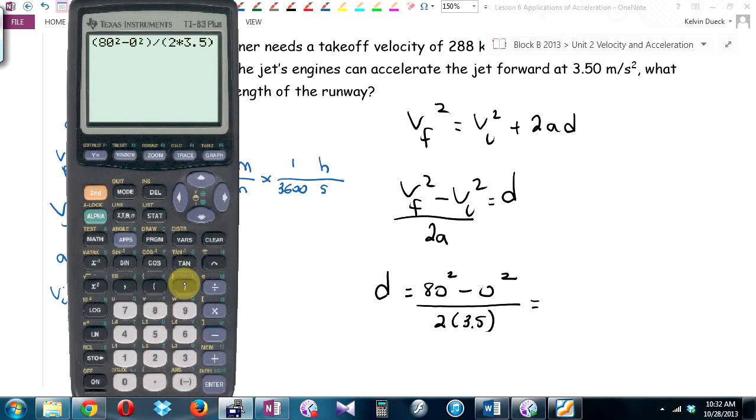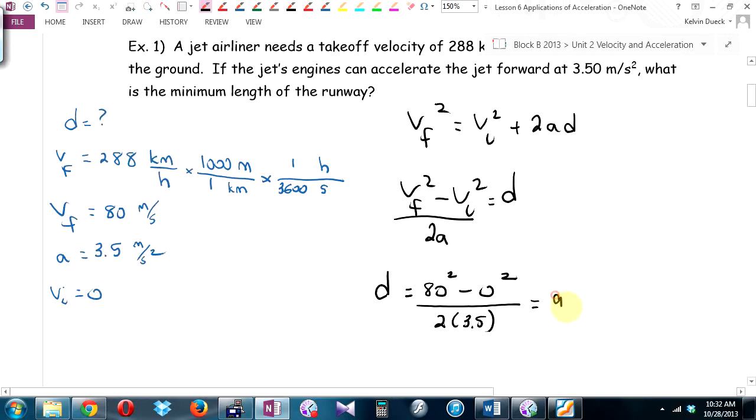Hey, Jake, that's a nice calculator. I'm getting, you get 914.2, blah, blah. I guess 3 sig figs. 914? Just about a kilometer long, okay? See if you're not getting that, double check.